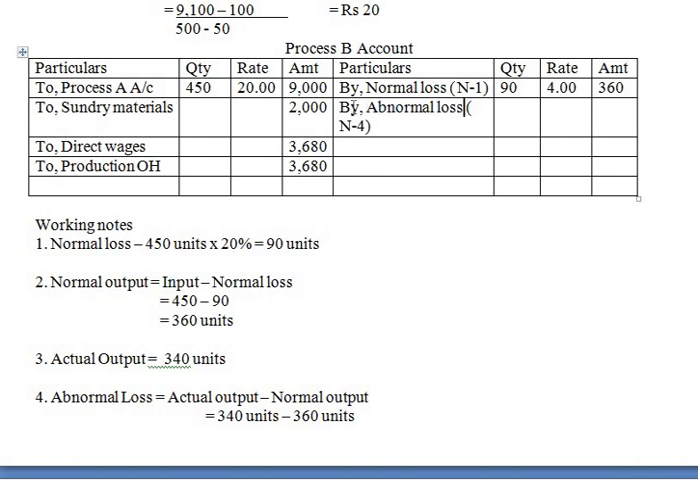Okay, now abnormal loss is 20 units and the rate we have calculated, that is 50 rupees. That is 1000. Okay, now close this. It is 450 and here it is 18,360.